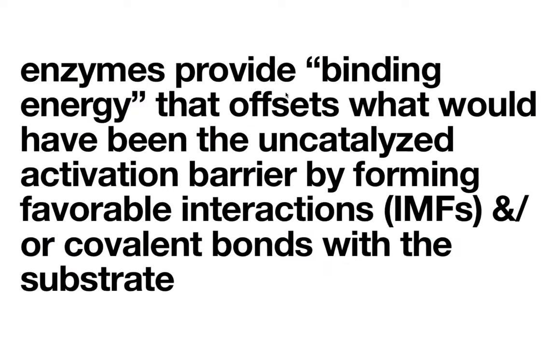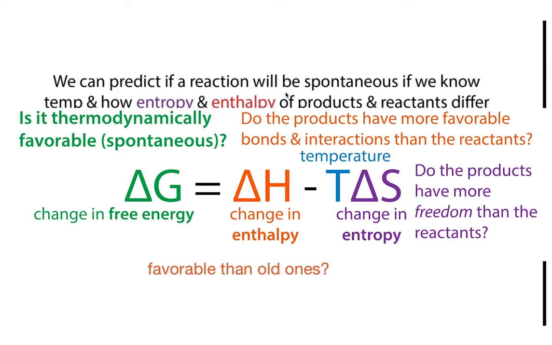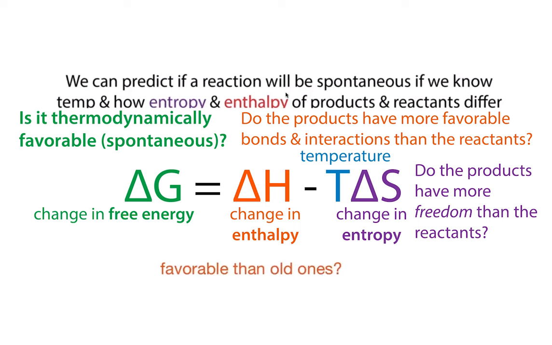So how are enzymes actually going to be lowering the activation barrier? They provide binding energy that offsets what would have been the uncatalyzed activation barrier by forming favorable interactions and/or covalent bonds with the substrate. When we talk about binding energy, about interactions that are either covalent or non-covalent, all of our good old IMFs, what we're talking about is change in enthalpy.